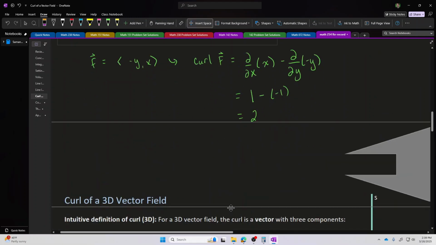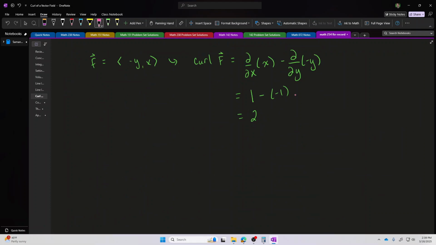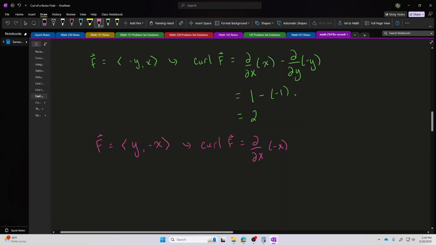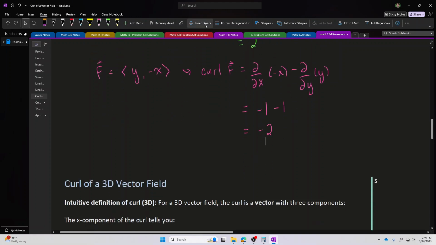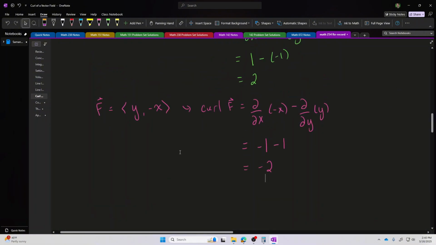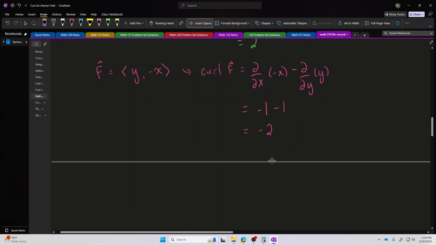If we do the same calculation for the second vector field, where we had positive y and negative x, the curl of this vector field would be the partial of the second component with respect to x minus the partial of the first component with respect to y. So this would be negative 1 minus 1. This would be a negative curl, minus 2. And that's what we expected to see because graphically these vectors were swirling backward in the clockwise direction.